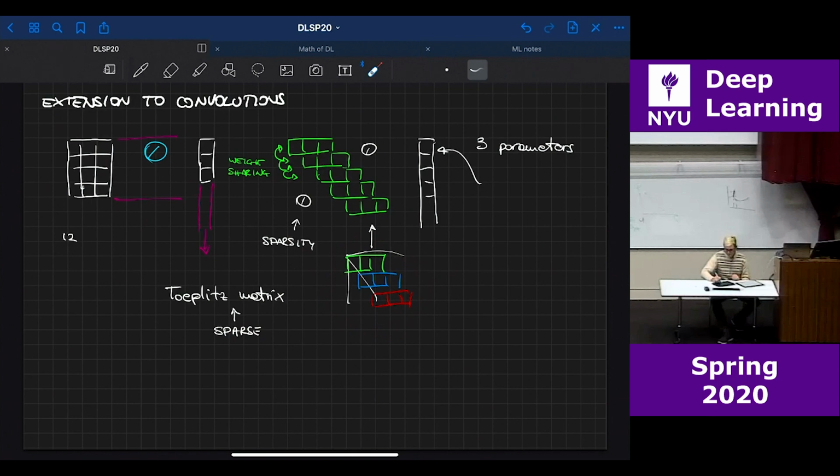So this one is one kernel. Before, one kernel was the whole row of the matrix. So when you have a fully connected layer, the only difference between a fully connected layer and a convolution is that you have the full row of the matrix.